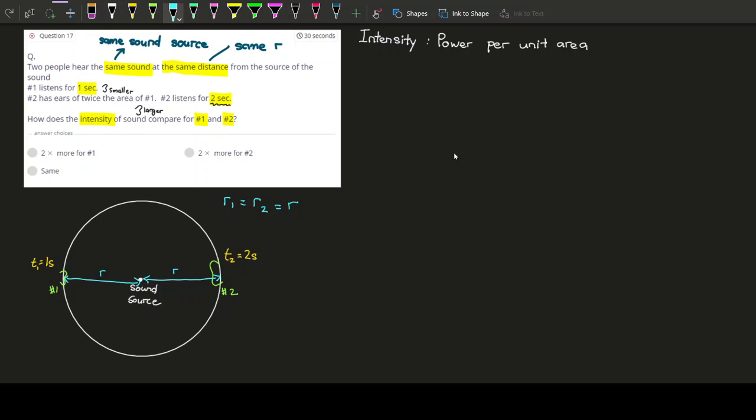Okay, we know that we want to compare intensity between 1 and 2. So let's recall what the formula for intensity is. Intensity is power per unit area. Now you might be thinking, is this the same power, the power of the sound source? I mean from here, the power of the sound source. Well, there's a better way of thinking about it. Basically you change the power to be the power absorbed by the ear.